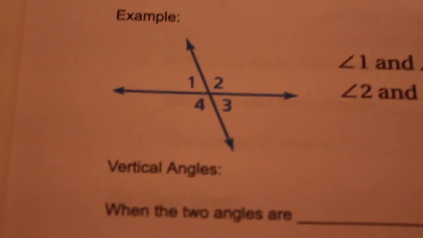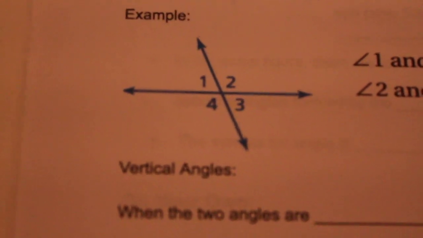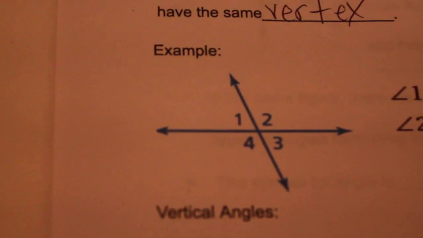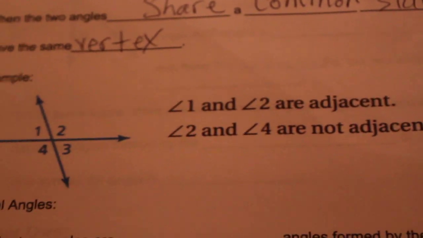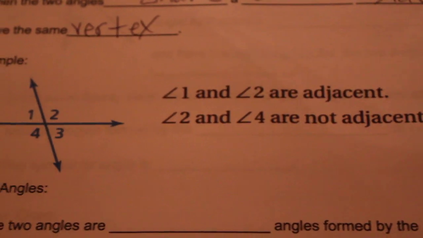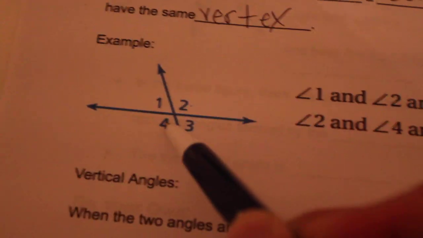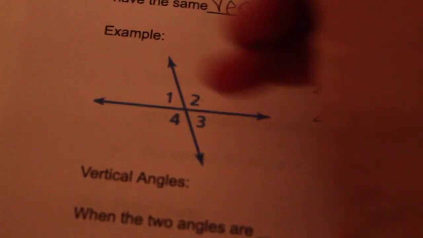If we look at our example right here, we can see that it has four angles, which we talked about yesterday. When we have two intersecting lines, it makes four angles. Now when we look at those angles, there are a couple sets of adjacent angles. We can look at numbers 1 and 2 and see that 1 and 2 are adjacent. 2 and 4, however, are across from each other, so these are not adjacent. These share this side right here and share the vertex in the middle. They just have rays that go out two different ways.